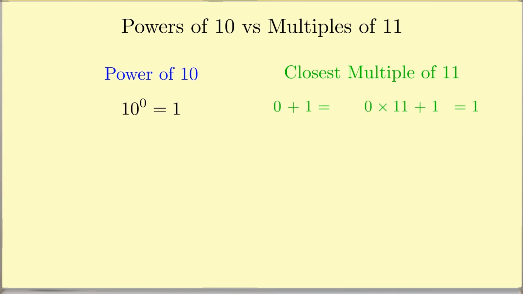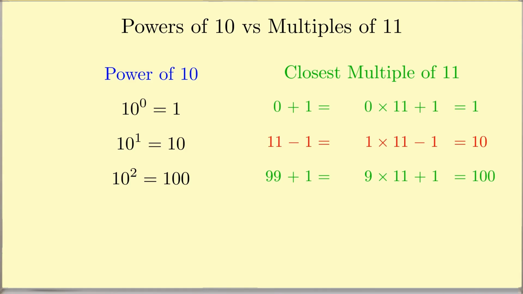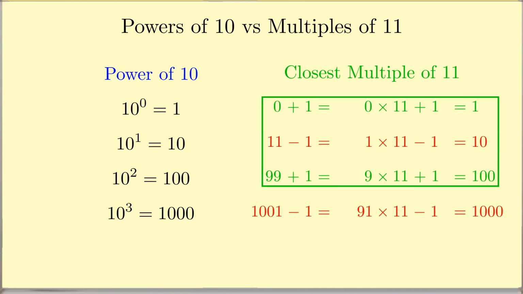10 to the power of 0 is 1. 10 to the first power is 10. That is exactly one step below 11. 10 to the second power is 100. We know that 99 is a multiple of 11, which means 100 is exactly one step above a clean multiple of 11. 10 to the third power is 1000. It turns out that 1001 is perfectly divisible by 11, which means 1000 is exactly one step below a multiple of 11. Do you see the beautiful pattern emerging?